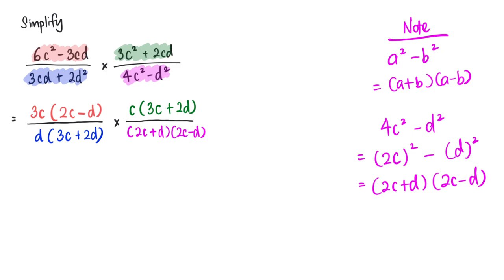And at this point in time, then I could combine everything into a single fraction. The numerator times the numerator. So you will see 3c times c. That will give me 3c squared. I still have my brackets, 2c minus d. I also have my 3c plus 2d.